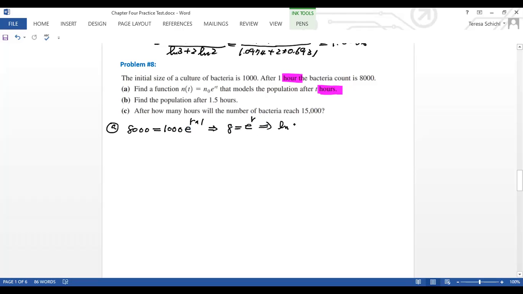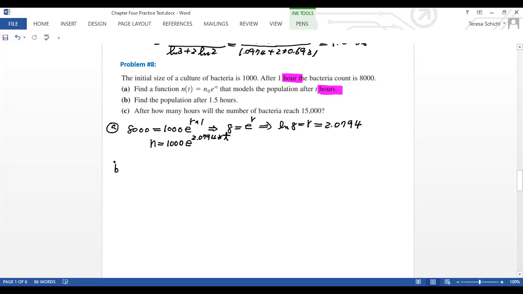So natural log 8 is equal to r. My rate of change is really high: it's 2.0794. Now I can write my equation: N is equal to 1000 e to the 2.0794 times t.